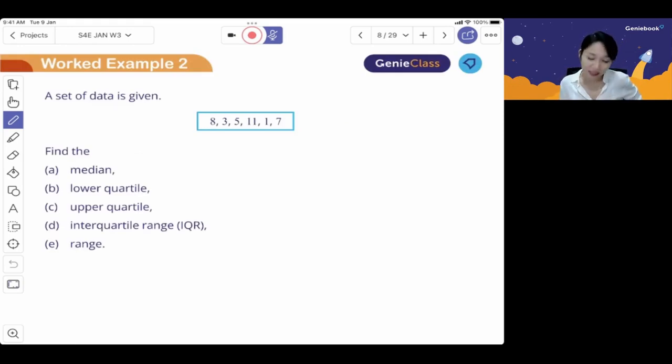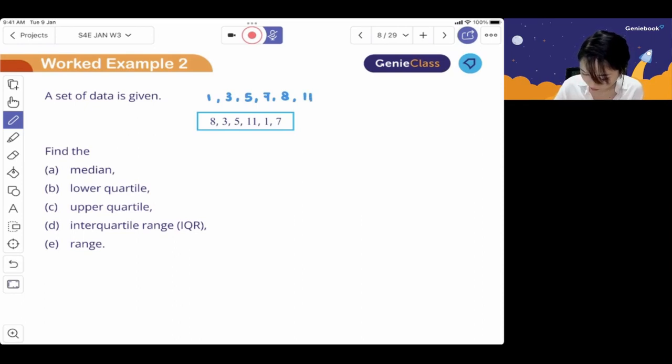Now, second example, this time we have 1, 2, 3, 4, 5, 6 numbers. To find the median, again, my first step is to rearrange from lowest to highest. So let me do that. 1, 3, 5, 7, 8, 11.